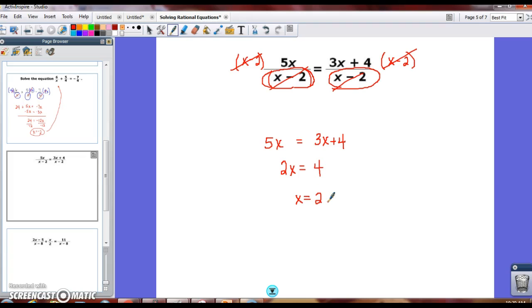Now, if you're not careful and you don't check, you're going to say, well, that's my answer. But look what happens when you plug it into the denominator. It makes the denominator 0. Because it makes the denominator 0, it cannot be a solution. And since there aren't any other possible solutions, my answer here is no solution.